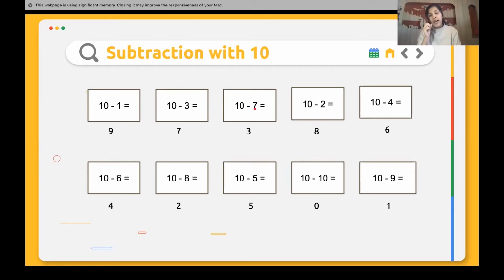So the flashcards were for us so that we can remember some numbers within 10 quickly, and then subtraction helped us better to remember those.